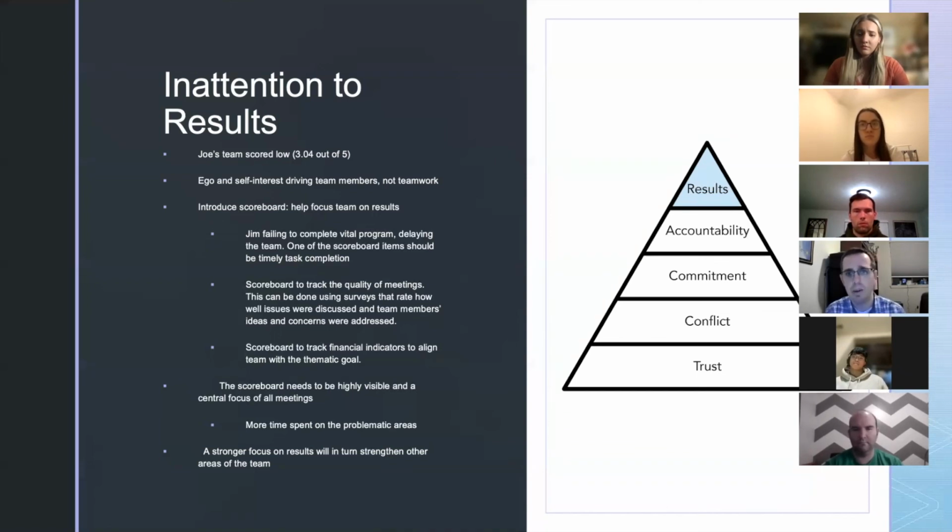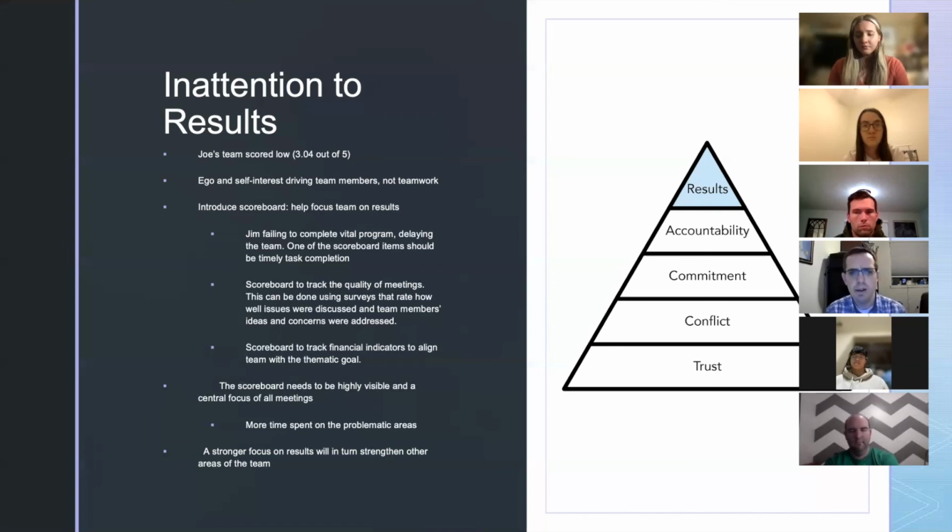Another scoreboard item might be rating how well opinions are discussed, as we heard about conflict, the importance of it, and how well that's debated, and all members have an opportunity to be heard. This can be done through the survey results after each meeting. And there should also be a metric that keeps you in line with your thematic goal of making sure the financial goals are on track, and we can have that highly visible in the scoreboard.